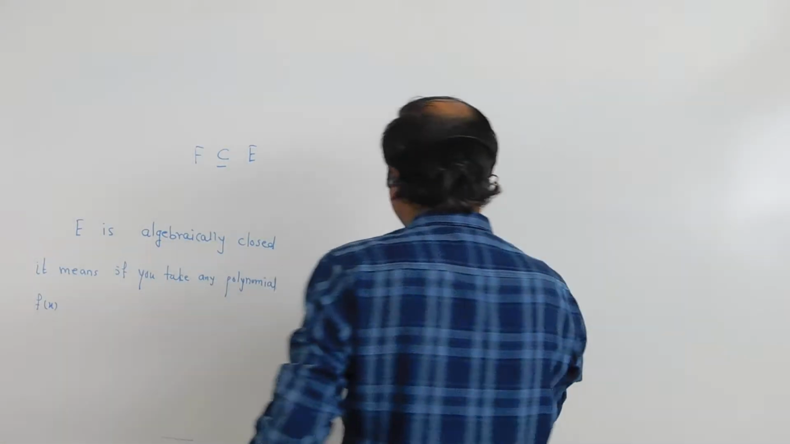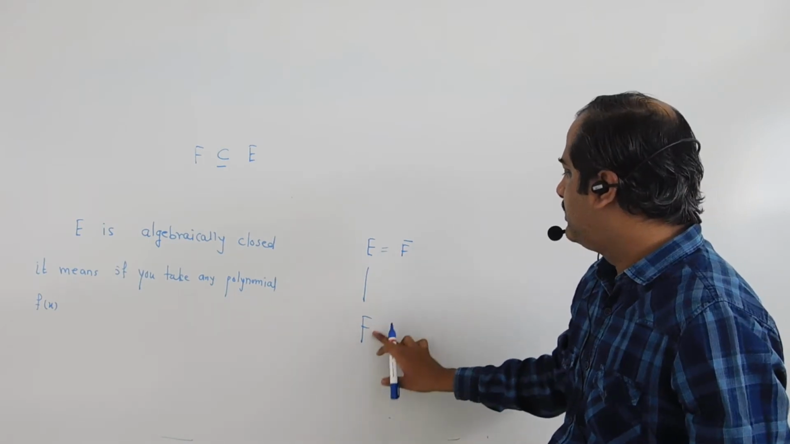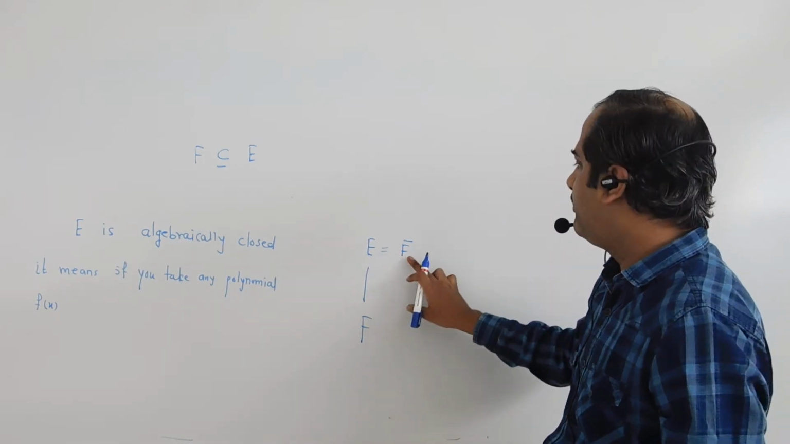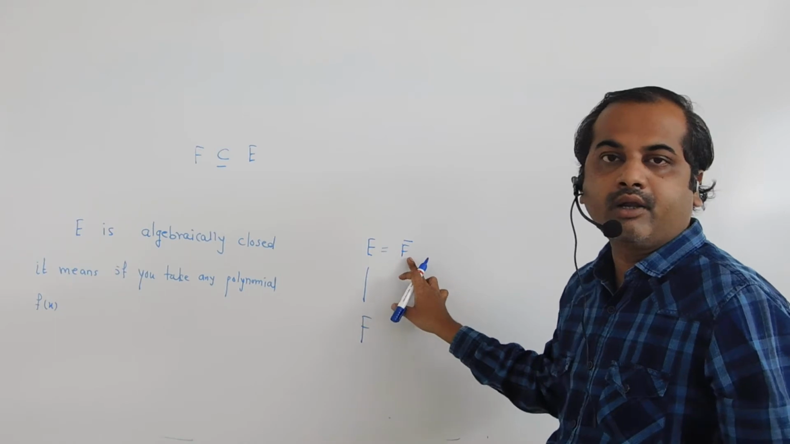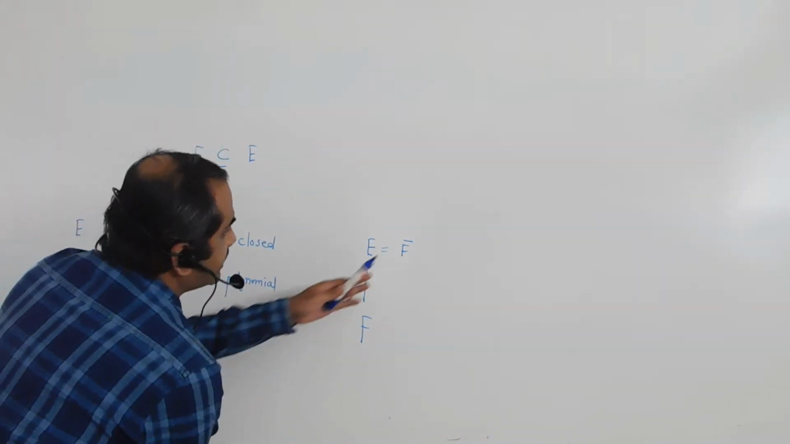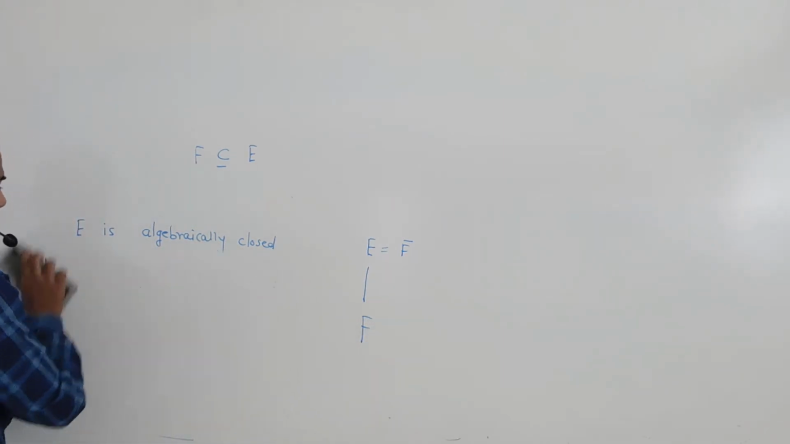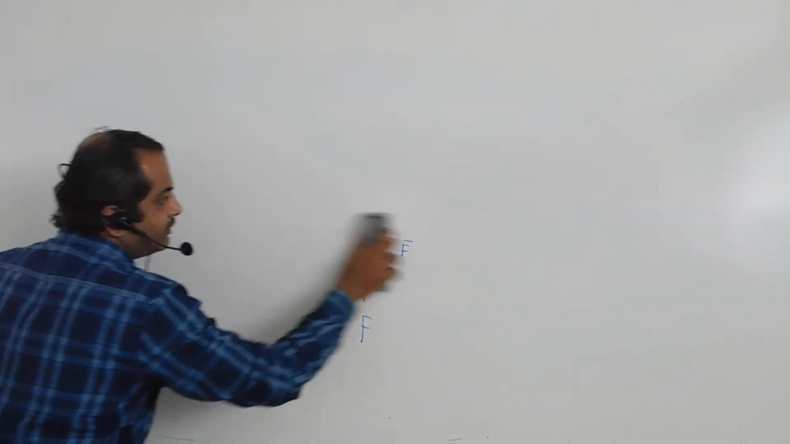So F bar is an algebraically closed extension of F if F bar is algebraically closed itself. You cannot extend it further. You can extend for the base field, but it depends on the base field.